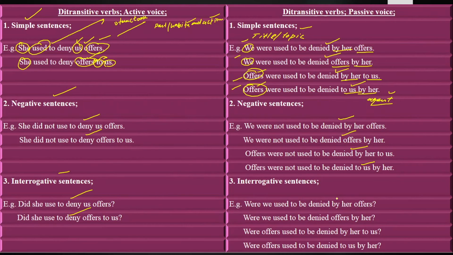Were we used to be denied by our offers? Were we used to be denied offers by her? Were offers used to be denied by her to us? And were offers used to be denied to us by her?